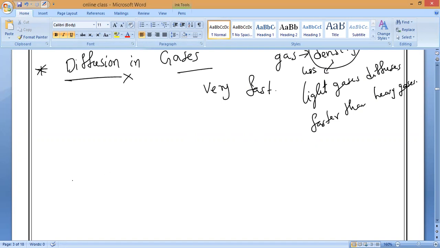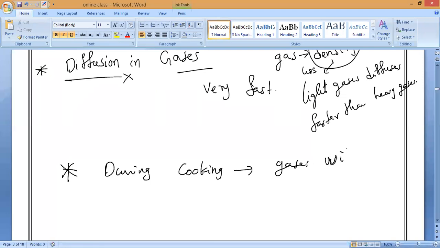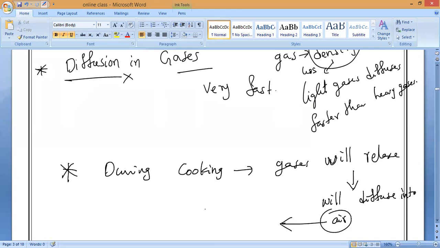Because of heating, the gas particles get high kinetic energy. During cooking, some gases will be produced. What will happen during cooking? Gases will be released. So these gases will diffuse into where? They will diffuse into the air. Do you understand? So into the air, and they will be spread throughout the room. Spread very fast, and we are able to get the smell.